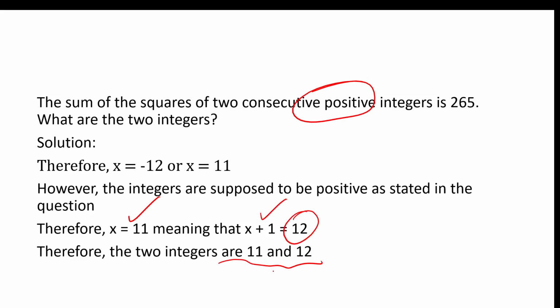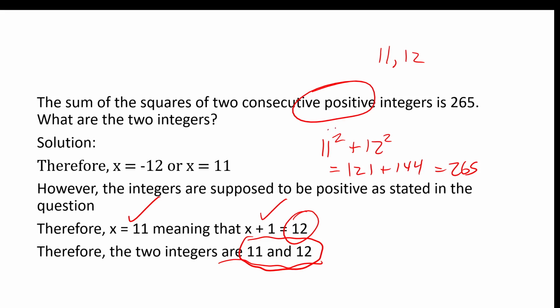Now just to clarify what this question was asking, just in case it's still a little confusing, we agree that 11 and 12 are consecutive integers, one after the other. And we agree that 11 squared plus 12 squared is 121 plus 144, which is 265. So what we did is we found two consecutive positive integers, 11 and 12, where if we squared them both and then added that, we would get an answer of 265.